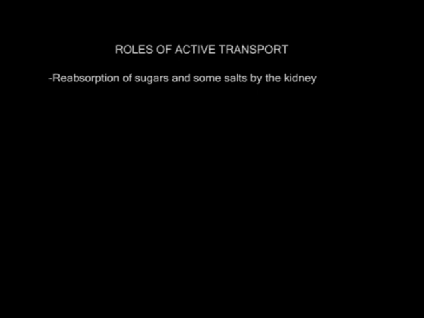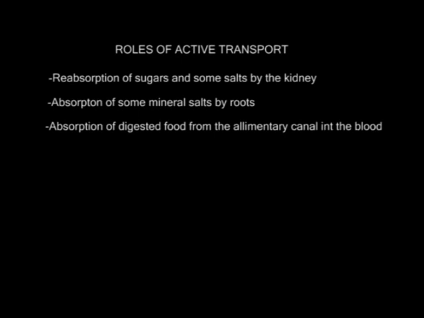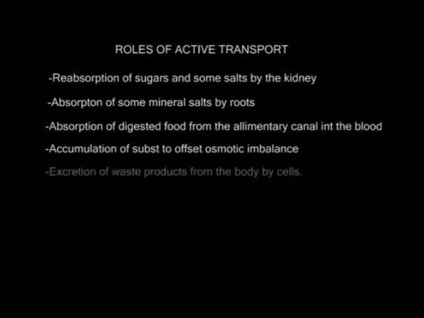Active transport is also involved in the absorption of some mineral salts from the soil by roots. It also plays a role in absorption of digested food from the alimentary canal of animals into the bloodstream. Active transport also plays a role in accumulation of substances into the body to offset osmotic imbalance in arid and saline environments. Finally, active transport is involved in the excretion of waste products from body cells and tissues.